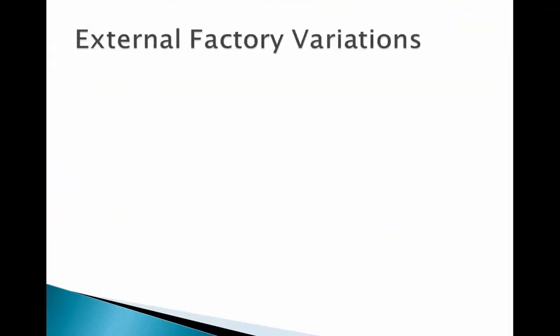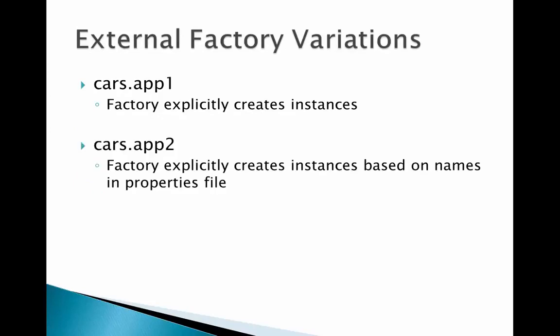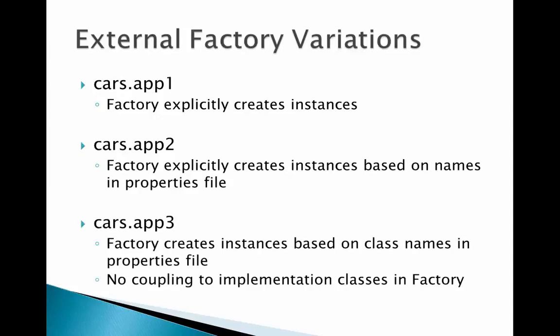So we did our multiple variations. Here's the different variations we just walked through. The first one, the factory explicitly creates the instance. Second, the factory explicitly creates instances based on names. The third one, the factory creates instances based on class names in the property file. Okay, so that last one is a lot more ideal here.